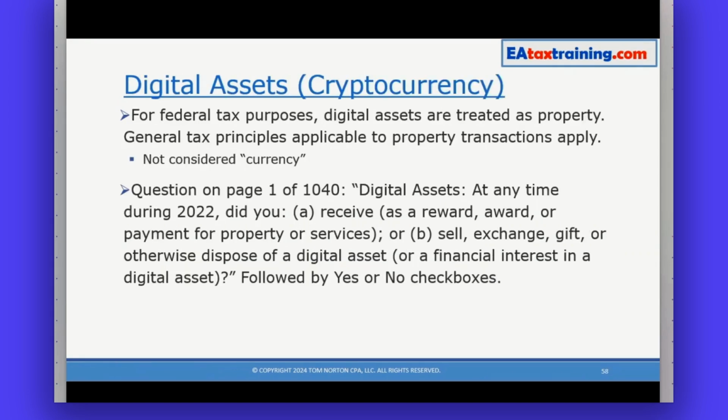Digital assets or cryptocurrency. So for federal tax purposes, digital assets are treated as property, as any other kind of property.